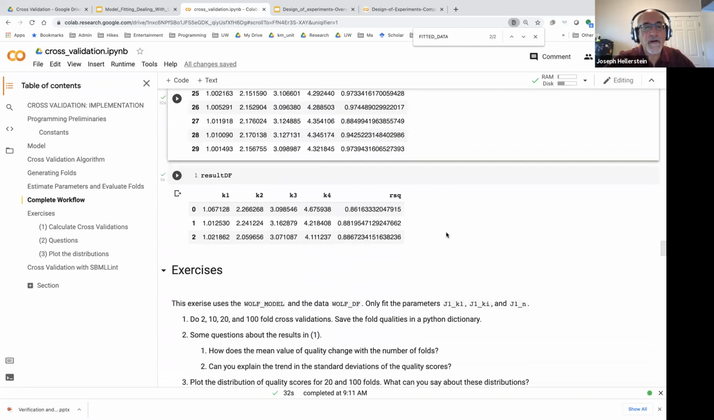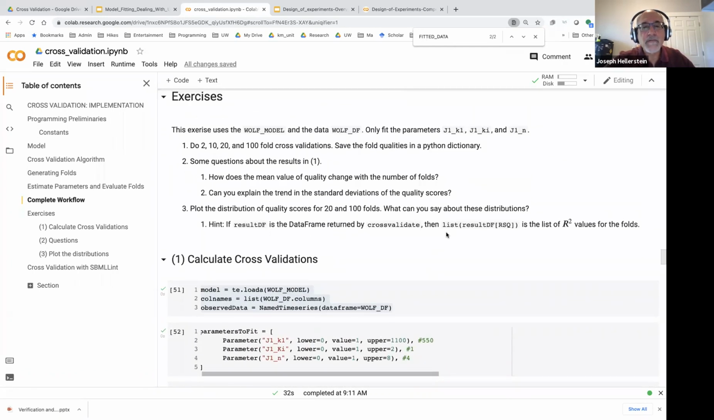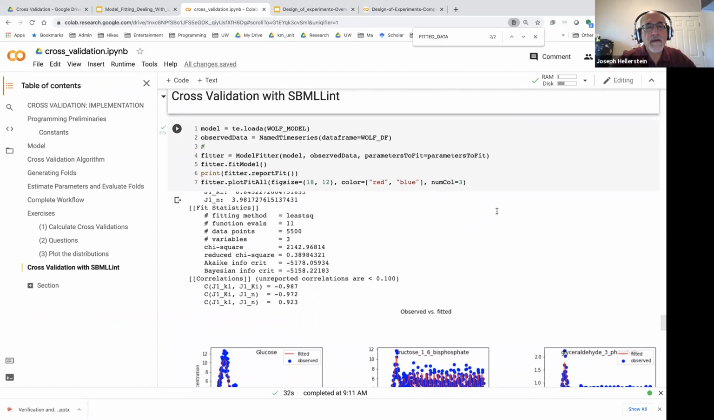Okay, let's see where we are here. So now on to the exercises. Actually, because the exercise will sort of be the break between the sessions, I'm going to come back to the exercise in just a second. I want to show you SB supports cross-validation directly.